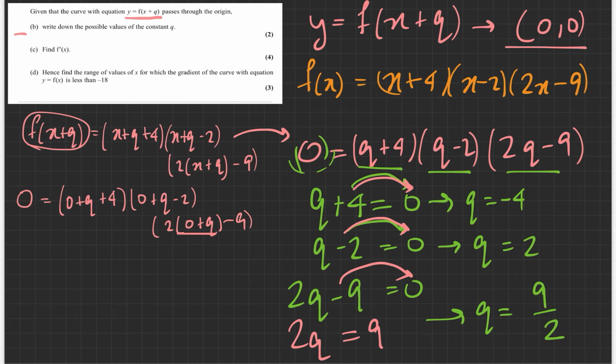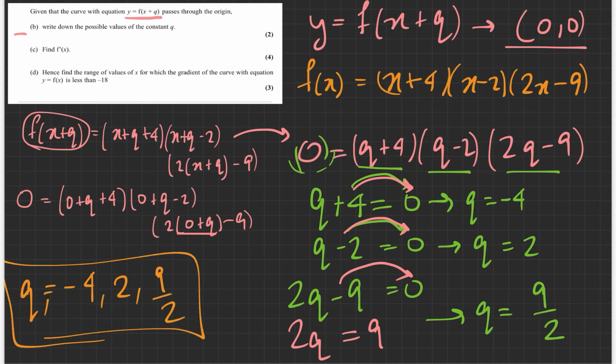And there we have it. So our final answer here is the possible values of q are q = -4, 2, or 9/2. So these are the three possible values of q, right? So now we are done with part B. Let's move on to part C.